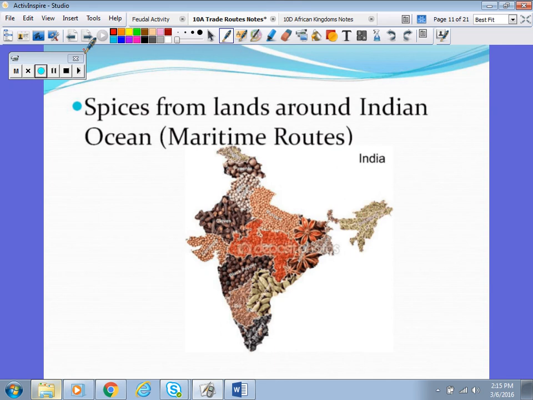Second good that we have are spices from the lands around the Indian Ocean. These are going to move primarily along the maritime routes. And some of these spices are the things that you find so tasty, things like paprika, curry, pepper, all of these things that make your food taste so delicious. Okay? We don't have this in Western Europe. It originates in India and gets shipped out to other places.